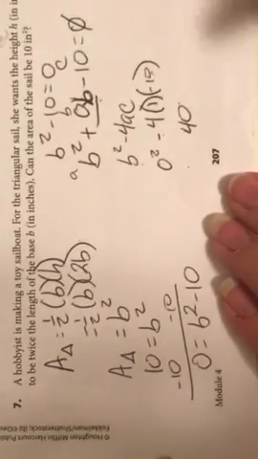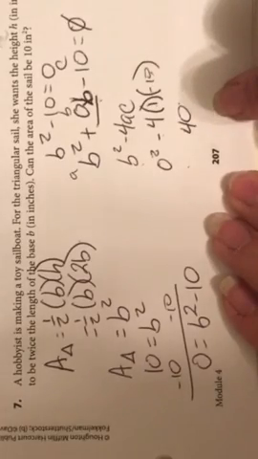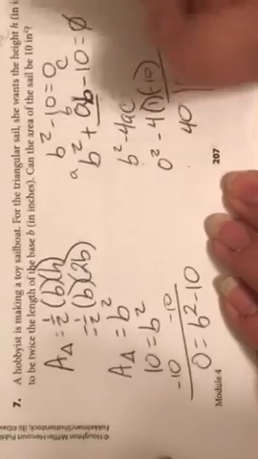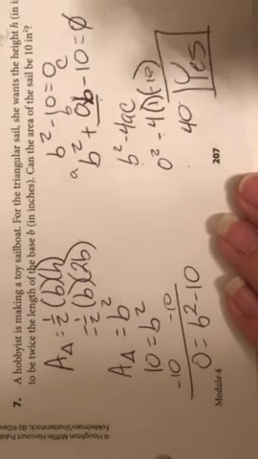So our discriminant is positive. We will have 2 real solutions. Real. Can the area of the sail be 10 inches squared? Yes. The answer is yes. Yes, it can, because it's positive.